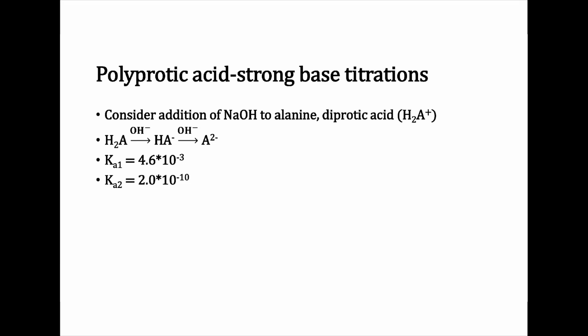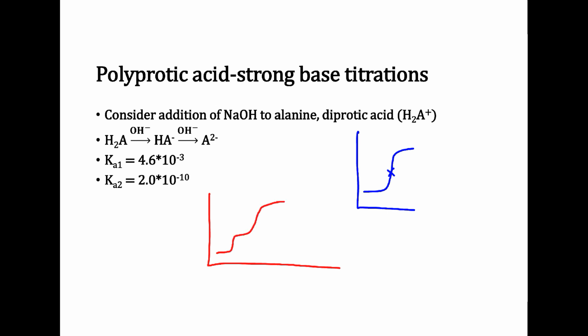Titrations with polyprotic acids are very similar to titrations with monoprotic acids, except now we're dealing with neutralizing a second proton. If you consider a monoprotic acid, we know its titration curve looks something like this, and we can find the equivalence point. We can do something similar with a polyprotic acid, but instead of just one proton that we're neutralizing, now we have two. So the curve is going to look something like this, and we're going to end up having two equivalence points.